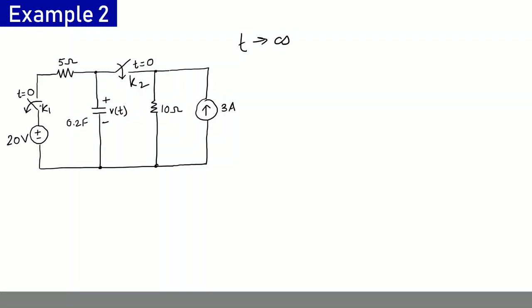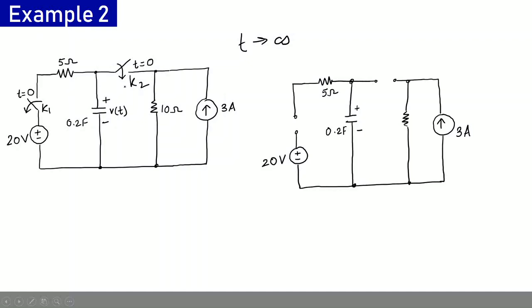So this key K1 is off now, this key K2 is on. So let us redraw this circuit. This key K2 is on, this key K1 is off. Once again, the circuit is left so that it reaches its steady state. When this circuit reaches its steady state, no current flows through this capacitor and it acts like an open circuit. So let me call this voltage V infinity.